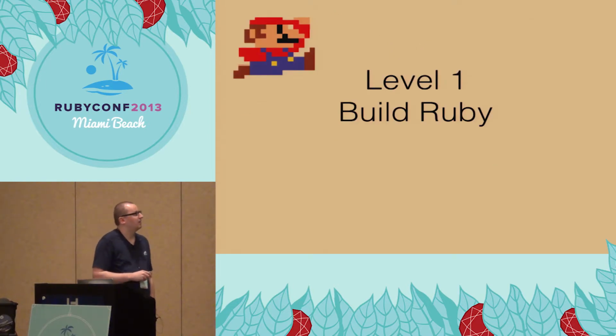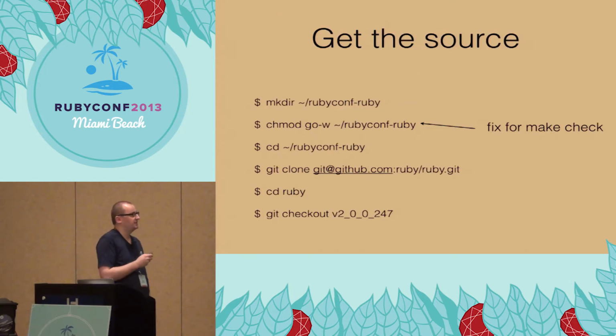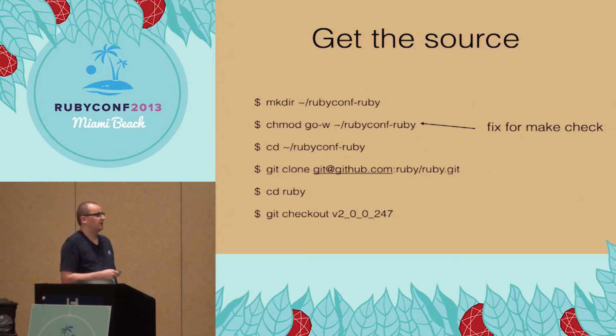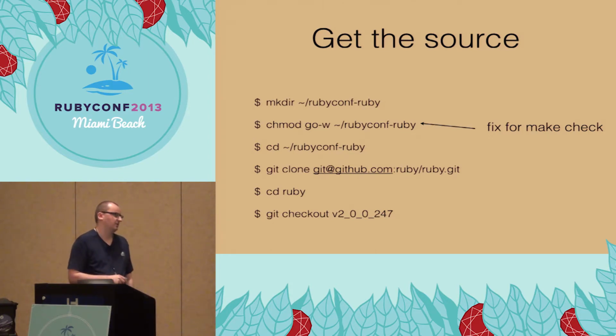So my goal for this talk today is to give you a tool set so you can go home and actually experiment with CRuby on your own at home. And the first step in that journey is actually building your own version of Ruby. And that's what we're going to do. First we have to check it out from GitHub, right? Check out the stable version of Ruby. This is Ruby 2.0 build 247.